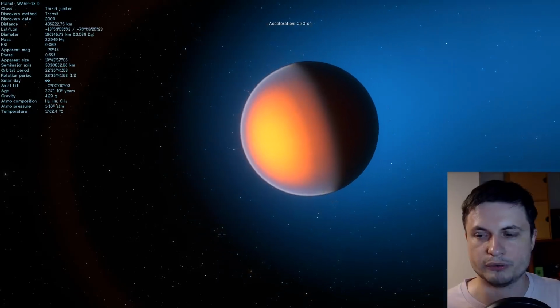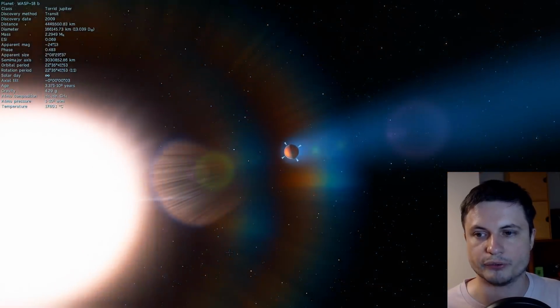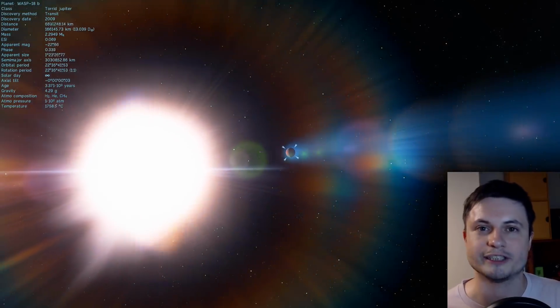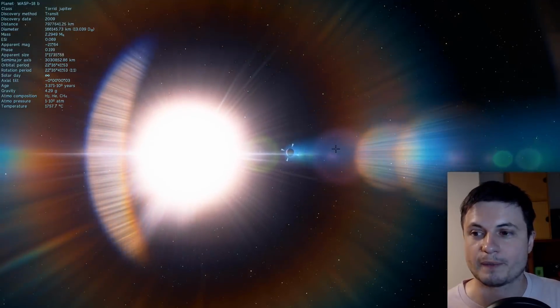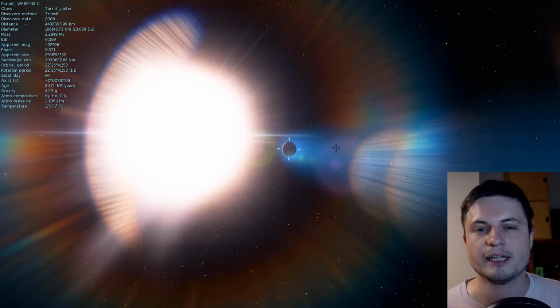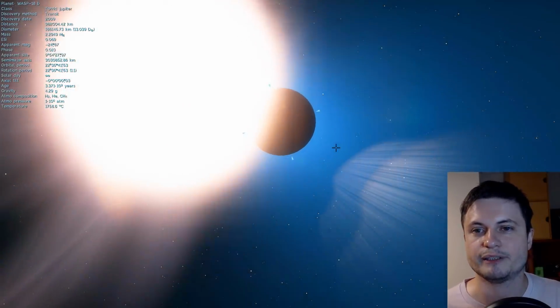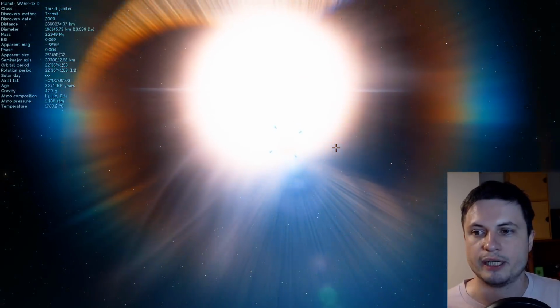If I were to zoom out, you would see that this is how close it is to its parent star. A single orbit here is under one single day. Now, for this reason, this is a very rare type of object. Like I said in the beginning, we've only found five such objects, and they basically represent a rare subclass of hot Jupiters.